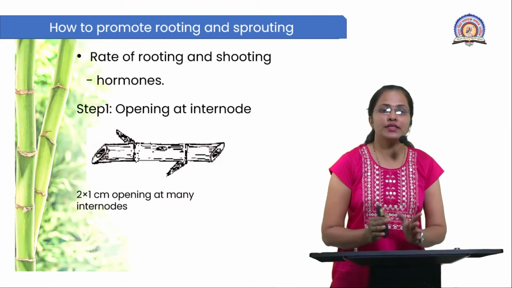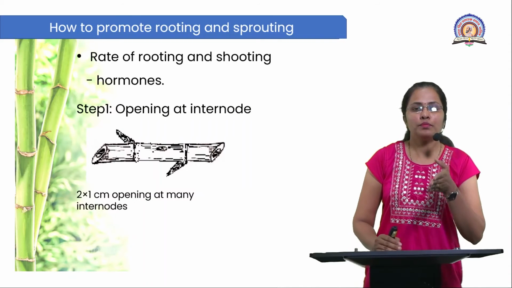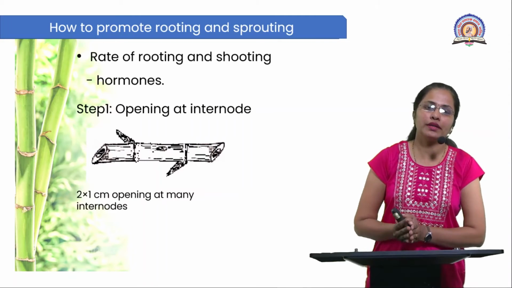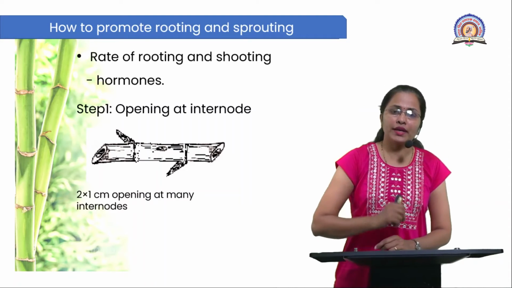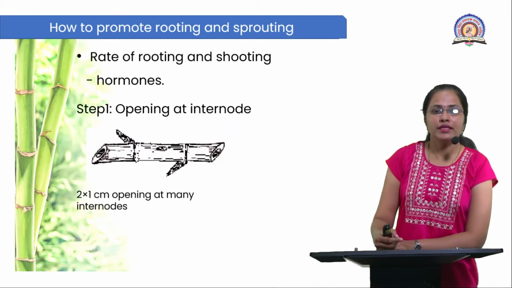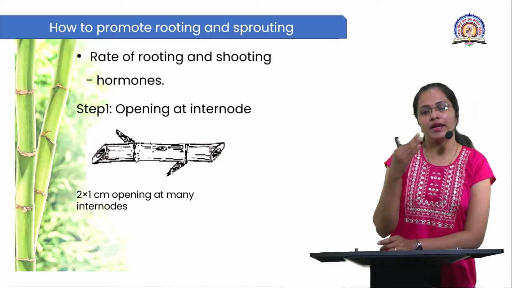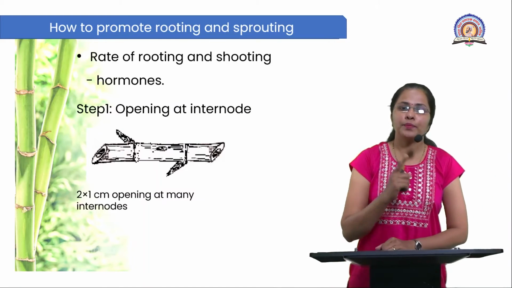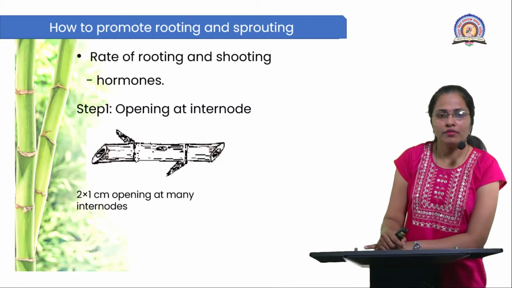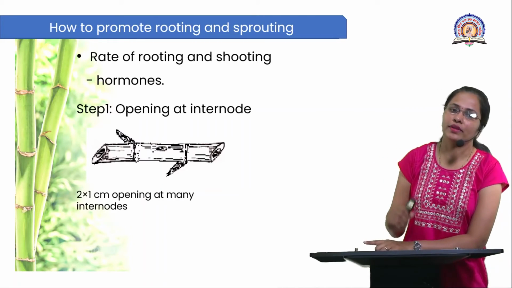We have to always remember one thing, that the clump or the stem part should be cut slantly from both sides. Now in the diagram you can see there is the presence of nodes and internodes. At the internodal region, we have to prepare one small hole with a dimension of 2 by 1 centimeter.